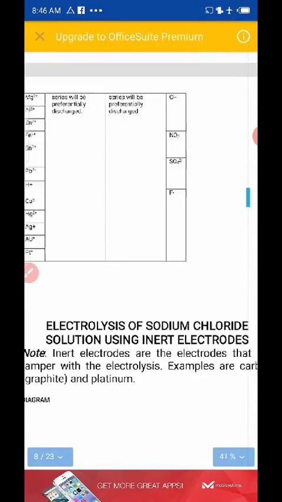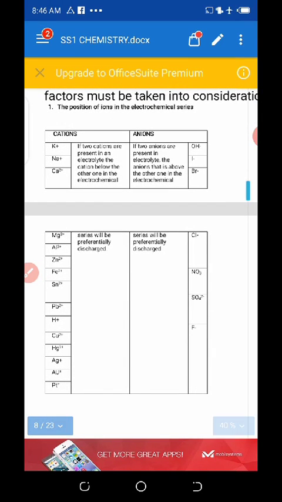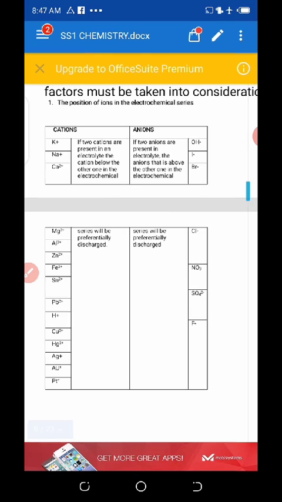So please, this is the electrochemical series. Let me just zoom in so that you can write them down in your notes. This is the order of the hierarchy of the electrochemical series. You can screenshot and write, and you can put them down.